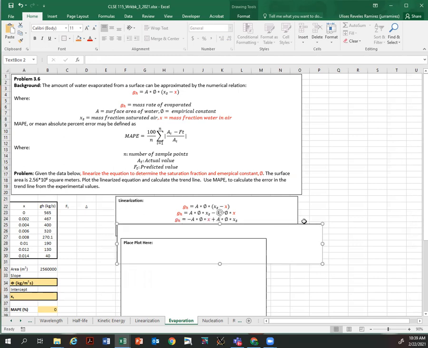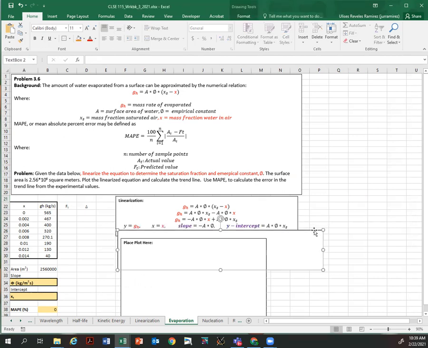You just change this again. This will be Y, which is the independent variable, equals these two constants times X plus these three constants. So that's what we need for the linearization. Your Y, or your independent variable, is GH. Your X is this mass fraction of water in air. The slope is this, the product of these two constants. And the Y-intercept is the product of these three constants.